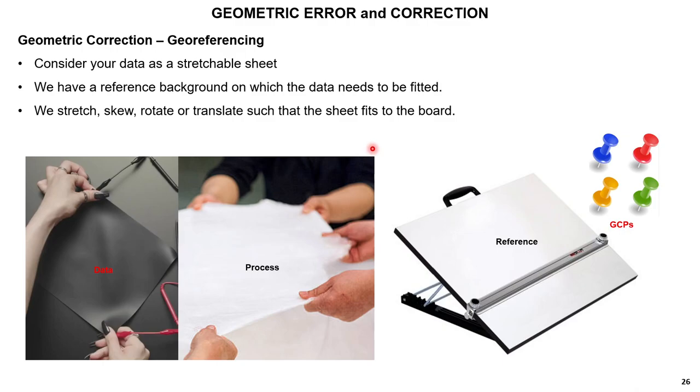So in a very crude way, just for the beginners to understand, I have put these images here. Consider your data as this black sheet or this white sheet, and we need to stretch this, skew this, rotate this or move it such that this data fits into this particular drawing board. That is our reference. You can do whatever you want, but this data should fit in this board. And how will we make it fit? We are going to use some points. These are the pins by which it is going to be held. And these points are the ground control points. So everyone clear with this?